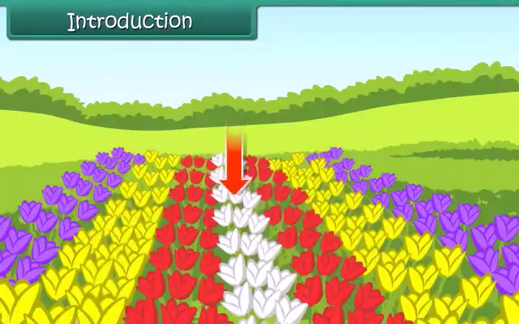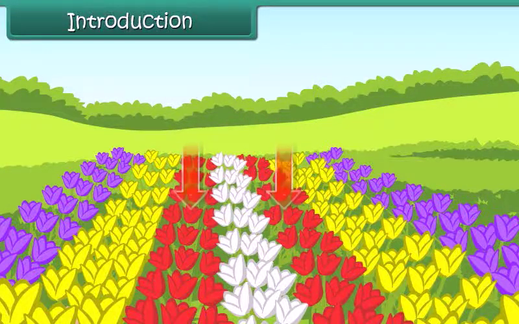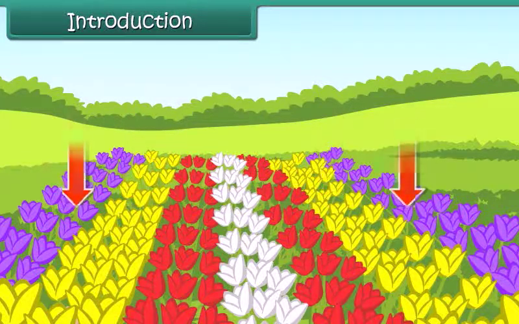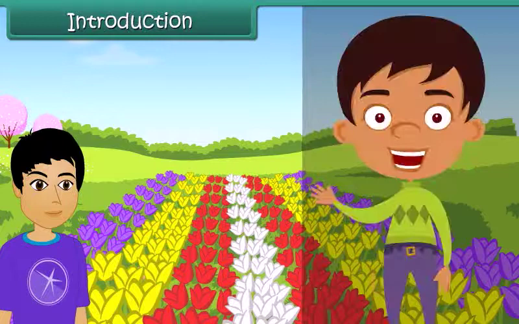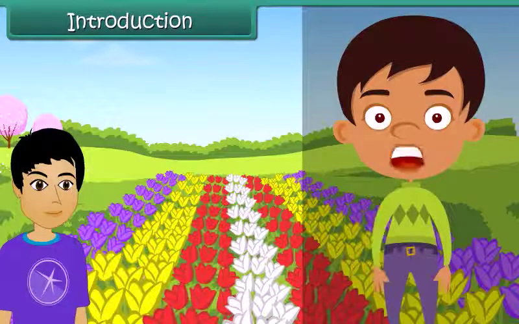The white tulips are at the center. On either side, there are red tulips. Beyond the red tulips are the yellow ones, followed by the purple tulips. This observation sets his mind to work. He wants to know other patterns involving shapes, numbers, and letters. In this lesson, we will discuss patterns in detail.